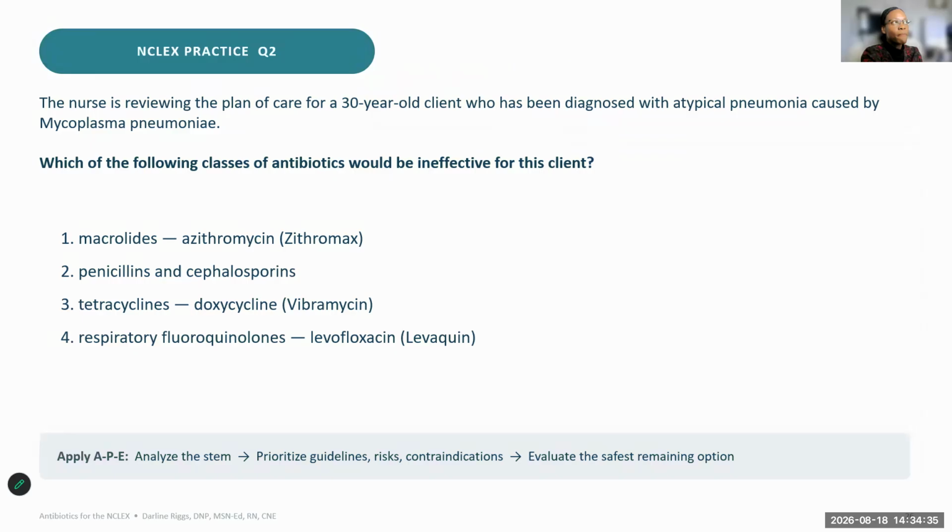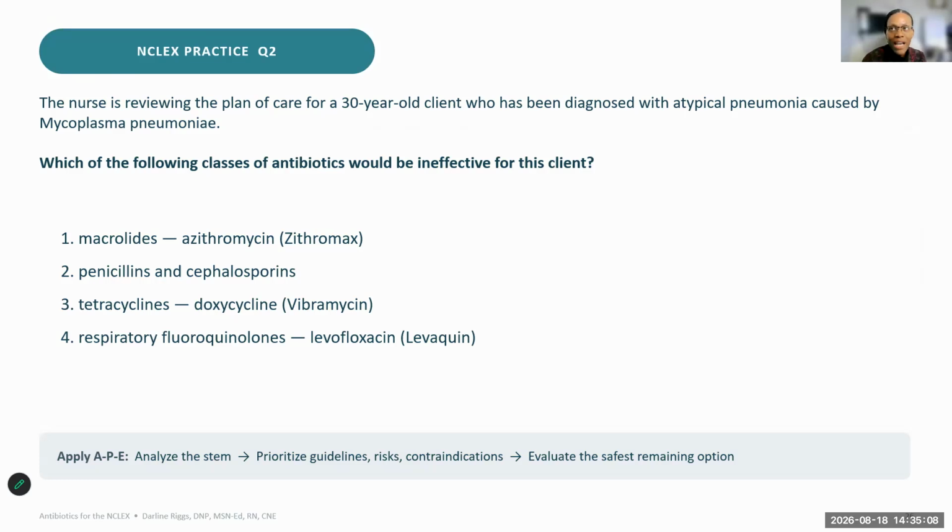All right, let's try another one. The nurse is reviewing the plan of care for a 30-year-old client who has been diagnosed with atypical pneumonia caused by Mycoplasma pneumoniae. Which of the following classes of antibiotics would be ineffective for this client? You see how I emphasize the word ineffective? Because if you're reading this too fast and you don't pick up that you're looking for the ineffective, then you're heading down the wrong neighborhood to begin with.